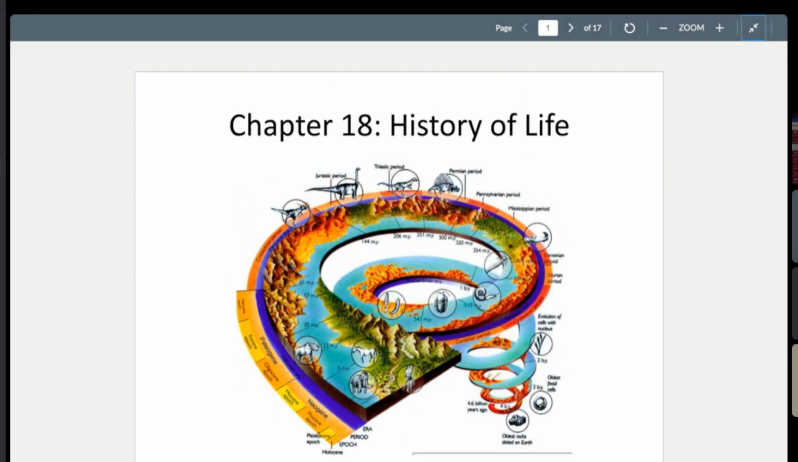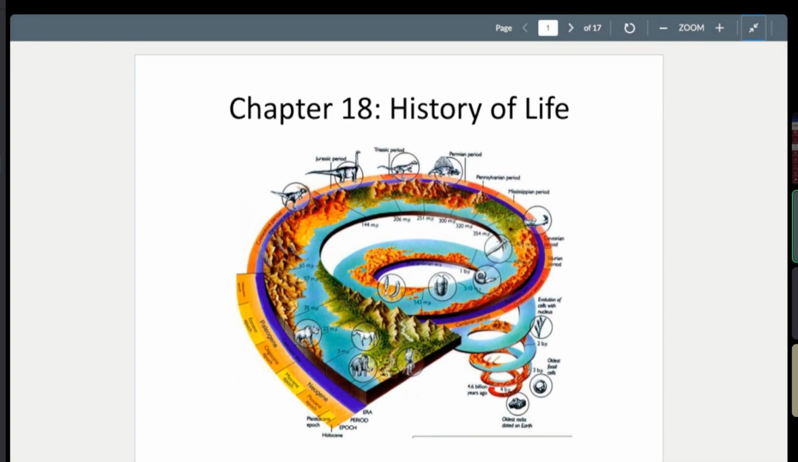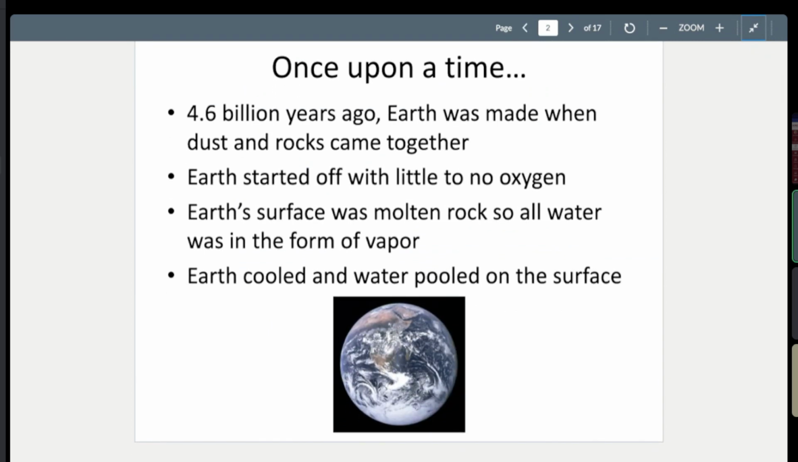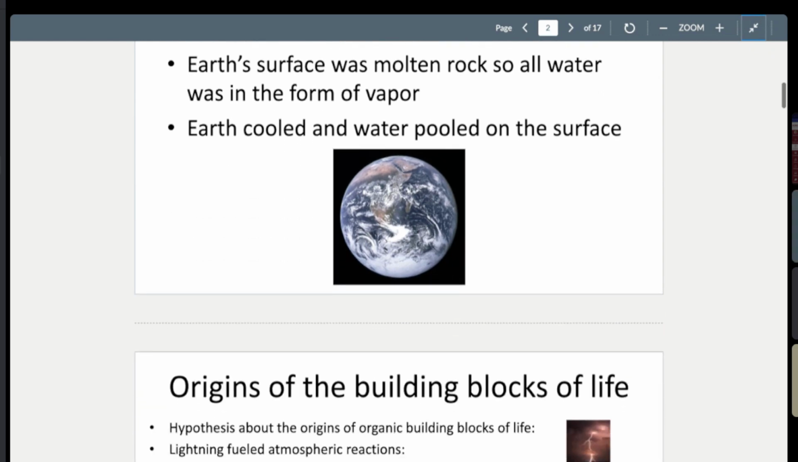So this is gonna be chapter 20, not 18. Chapter 20, history of life. So once upon a time, 4.6 billion years ago, Earth was made. Dust and rocks came together. It started off with little to no oxygen, and the surface was molten rock, so all the water was in vapor form. The Earth cooled, and water pooled on the surface.